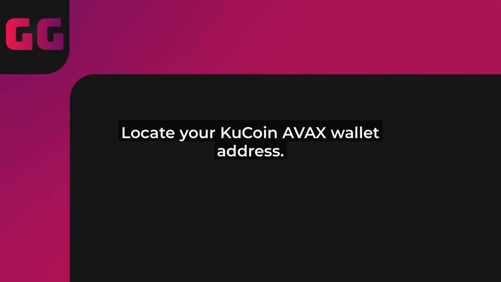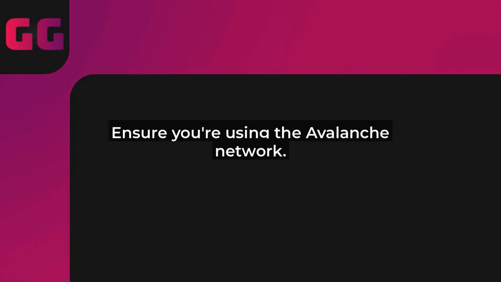Once you're logged in, start by opening your KuCoin account. Navigate to your wallet section and find your Avalanche (AVAX) address. This is a unique string of letters and numbers. Copy it carefully because one wrong character could send your funds into the void. Pro tip: always use the Avalanche network for AVAX transfers to avoid any compatibility issues.